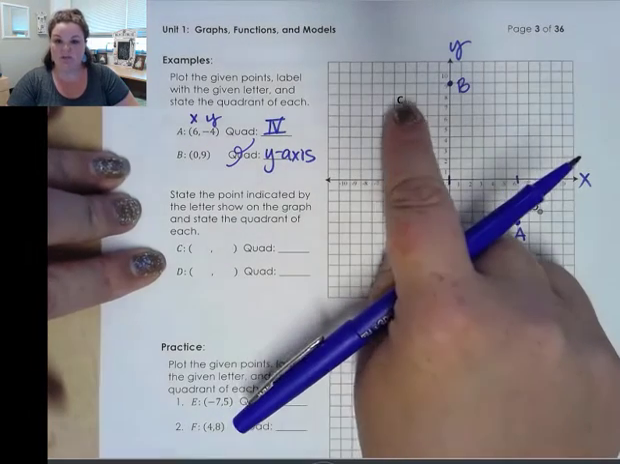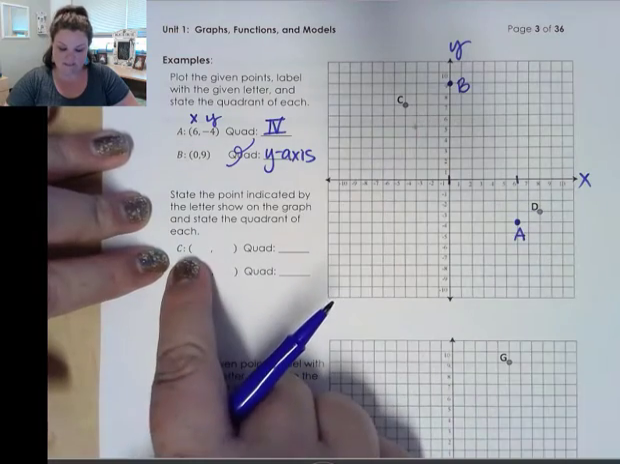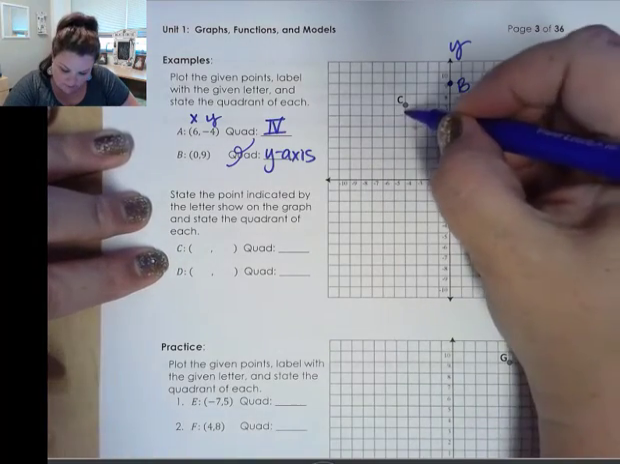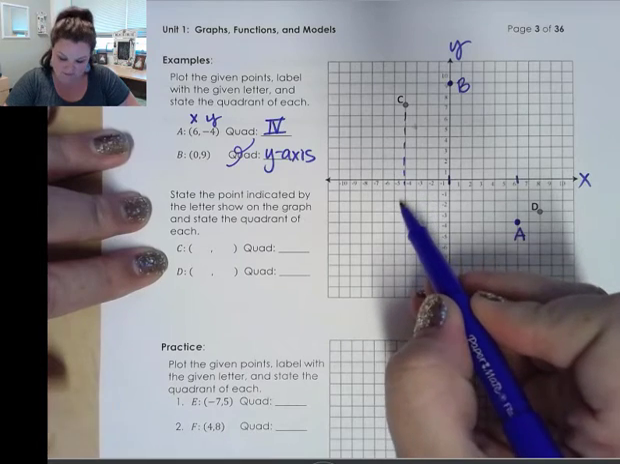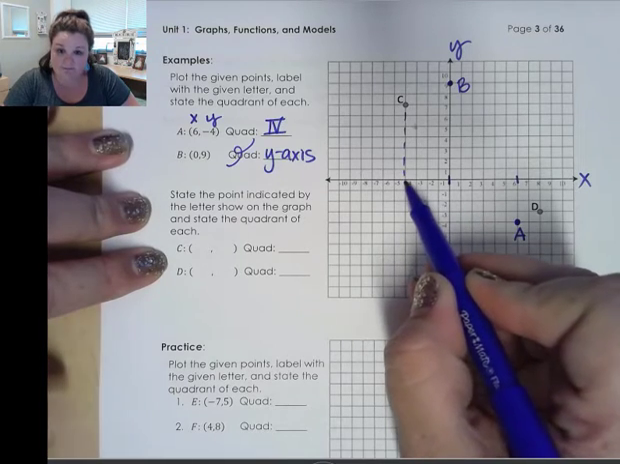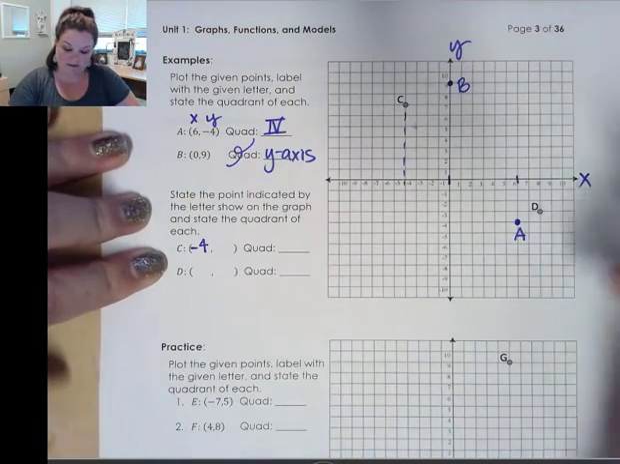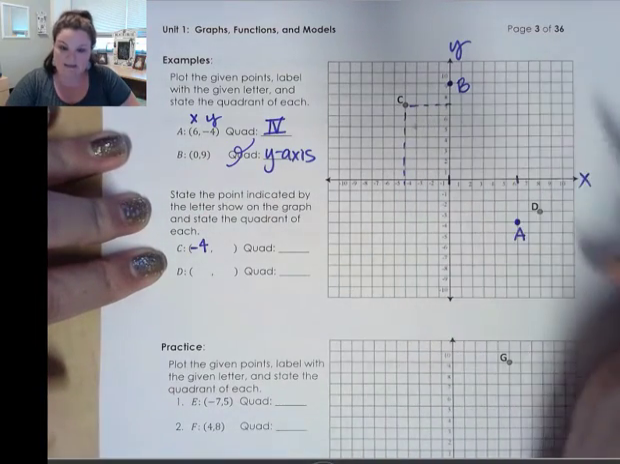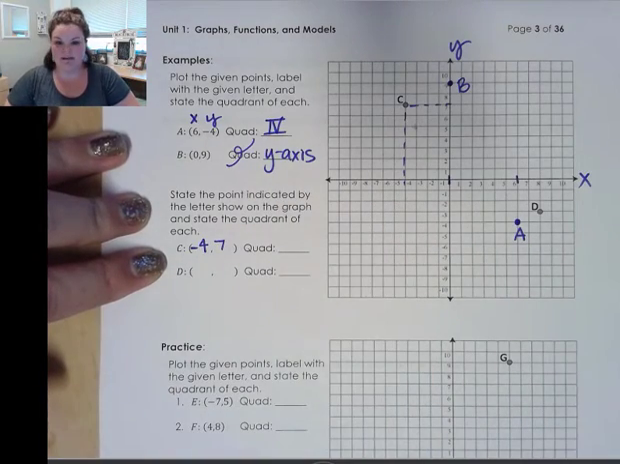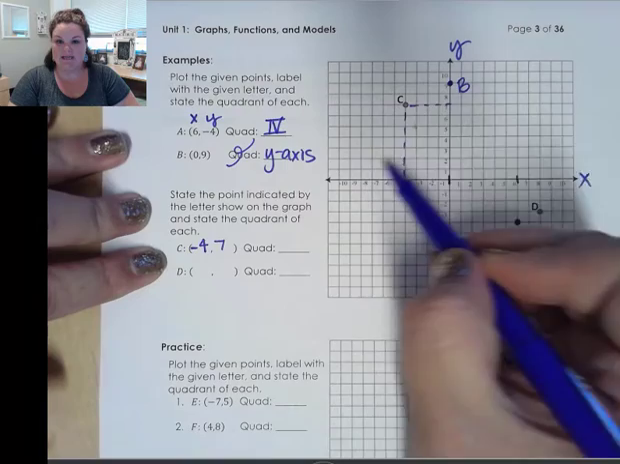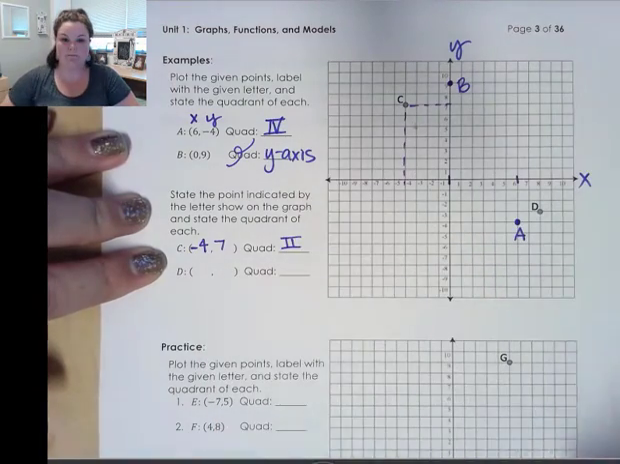All right, the other thing that we should be able to do is if we see a point that's graphed, we should be able to come up with the ordered pair ourselves. So if we're looking at this point C, what I really need to know is its x value. If I look at its x value here, that's at -4, right? So I'm going to write in -4. And if I go up to its y value, that's at 7. So this would be the point -4, 7. And notice it's falling in the second quadrant, right? So this would be quadrant 2.